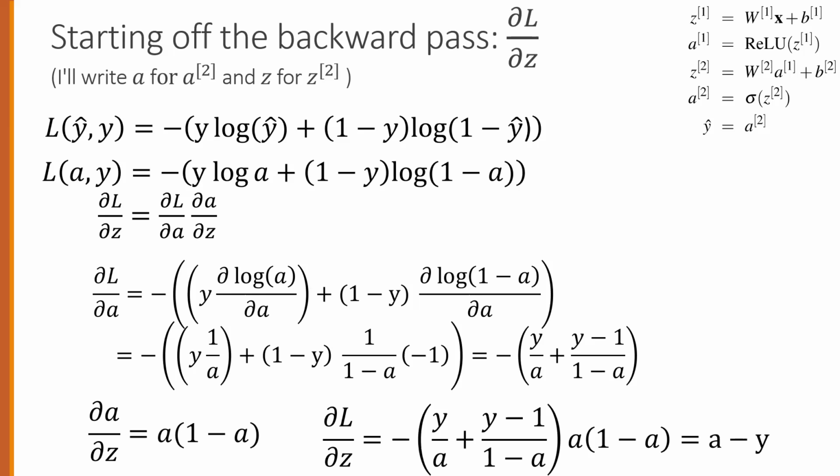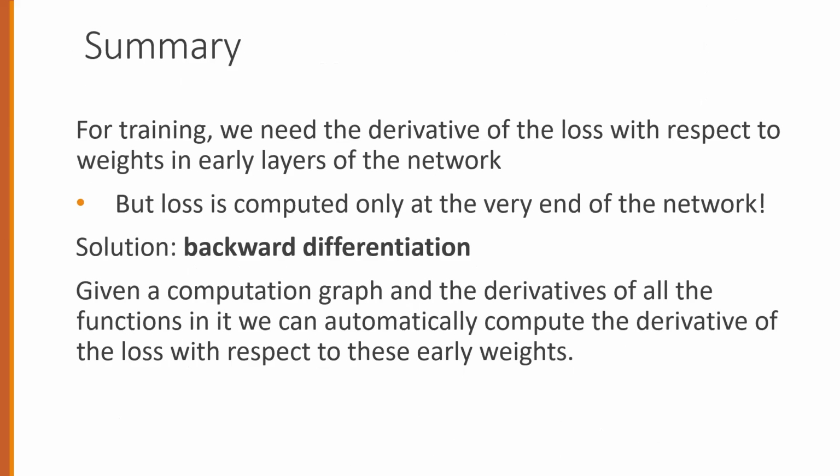Please pause here and take a look at this equation. For training, we need the derivative of the loss with respect to the weights in early layers of the network. But loss is computed only at the very end of the network. The solution is backward differentiation. Given a computational graph and the derivatives of all the functions in it, we can automatically compute the derivative of the loss with respect to these early weights.